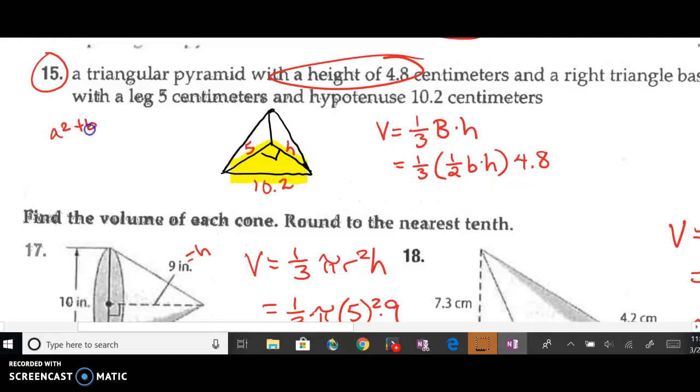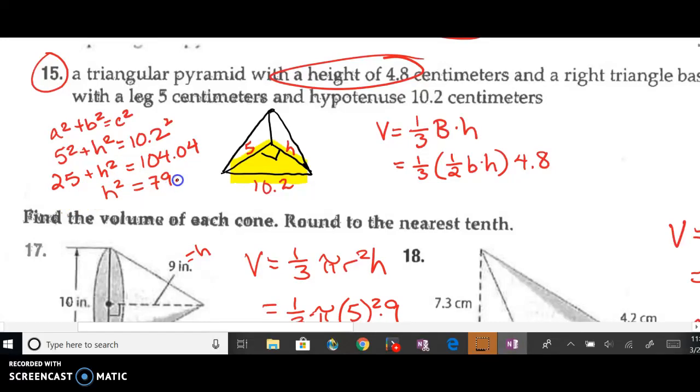I'm going to do the Pythagorean theorem. Right, so that's 5 squared plus height squared equals 10.2 squared. Okay, and so that's 25 plus height squared equals 104.04. We subtract the 25 from both sides. I'm not going to write it in, I'm running out of room. And we get h squared to be 79.04. And so the square root of 79.04 comes out to be approximately 8.89.